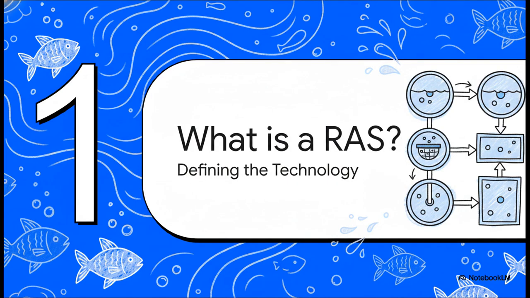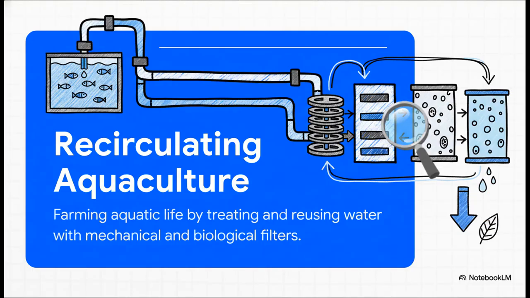All right, first things first. Before we can talk about the components, we need to answer the foundational question: what exactly is a recirculating aquaculture system? At its core, it's pretty straightforward. A RAS is a technology that lets you farm fish, or any aquatic organism, by taking the water they live in, cleaning it, and then sending it right back to them. The whole system is built around this continuous loop of treatment and reuse, which means you use way less water and have a much smaller environmental footprint.